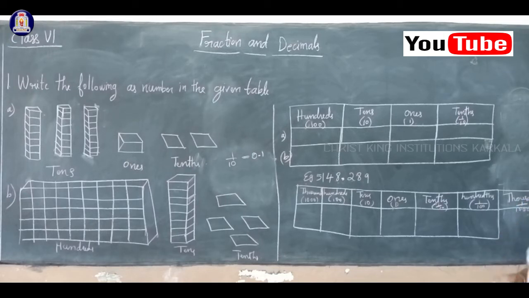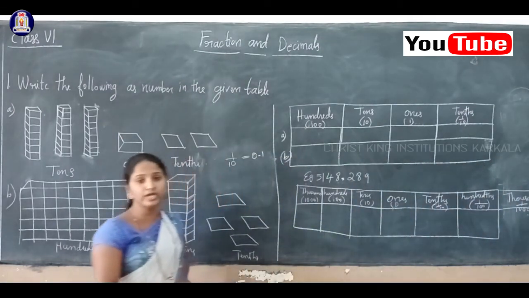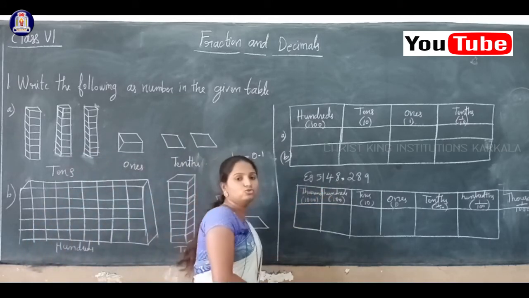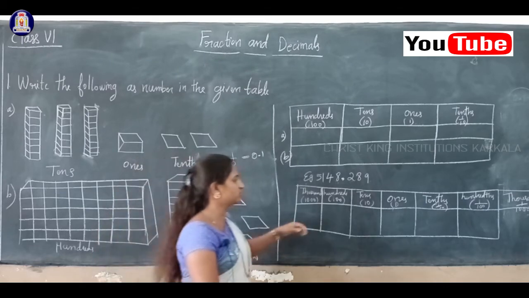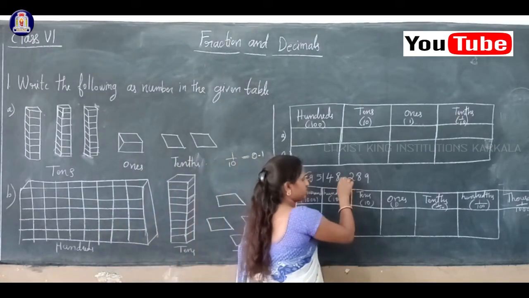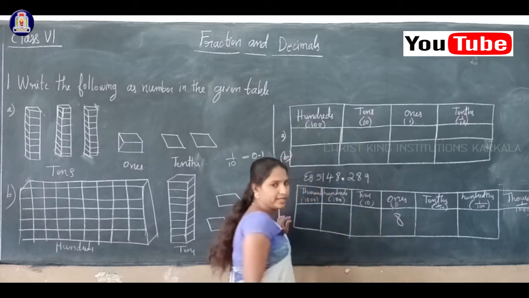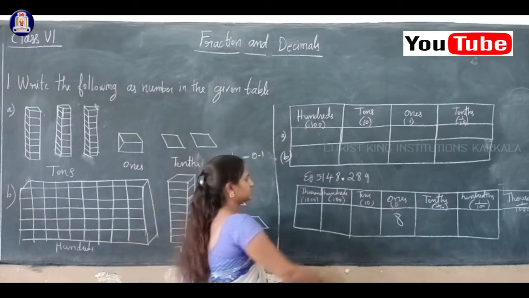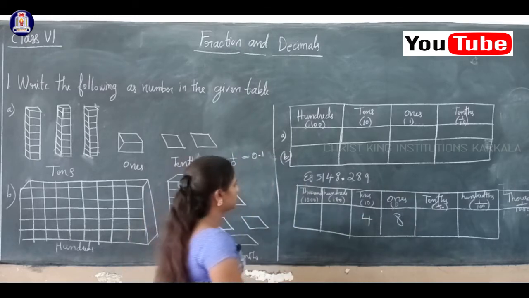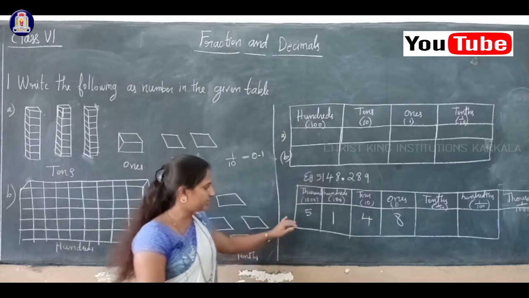Clear? So next, suppose the number given is 5148.289. This is an example. How do we write it in this table? Say the decimal point is here. Before the decimal point the number is 8, which is in the units place, the ones place. Next after 8 is 4, in the tens place, and 1 is in the hundreds place, and 5 is in the thousands place.